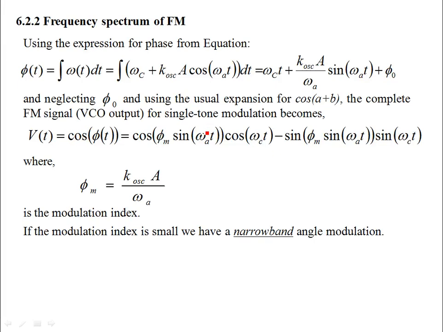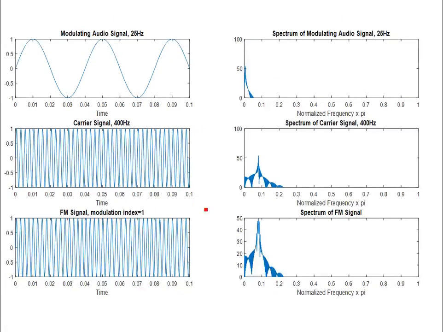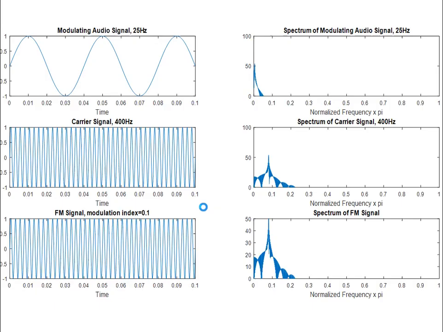We have already talked about the frequency spectrum of the FM, depending on the modulation index. If the modulation index is small, we have a narrowband FM, or if the modulation index is large, we can have a broadband FM. So let's have a quick look at our previous simulations.